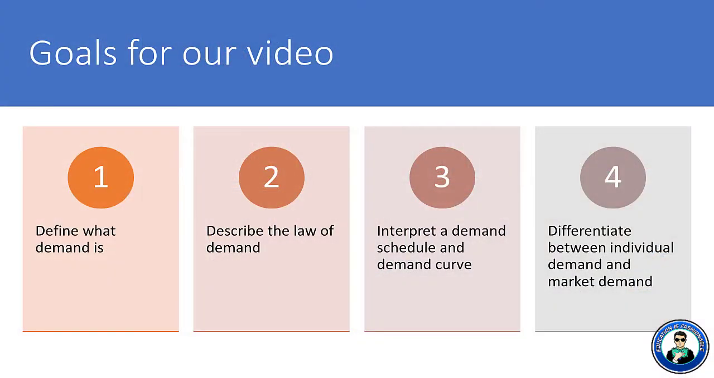First thing, I want you to make sure you know how to define what demand actually is. We need to be able to describe the law of demand and apply it to different things. We need to interpret a demand schedule and a demand curve. They are essentially the same thing, they just show data in different ways. And I need you to differentiate between individual demand and market demand. I don't know why we have such an issue historically where I teach on trying to tell the difference between individual and market. Well, we're going to try and make sure we can get through that today.